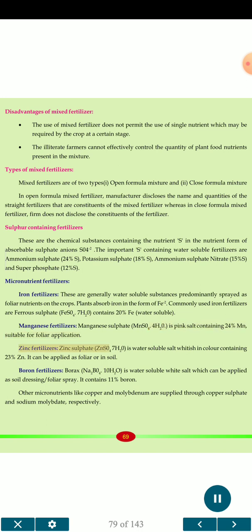Zinc fertilizer. Zinc sulfate, ZnSO4.7H2O, is a water-soluble salt, whitish in color, containing 23% zinc. It can be applied as foliar or in soil. Boron fertilizer. Borax, Na2B4O7.10H2O, is a water-soluble white salt which can be applied as soil dressing or foliar spray. It contains 11% boron. Other micronutrients like copper and molybdenum are supplied through copper sulfate and sodium molybdate, respectively.